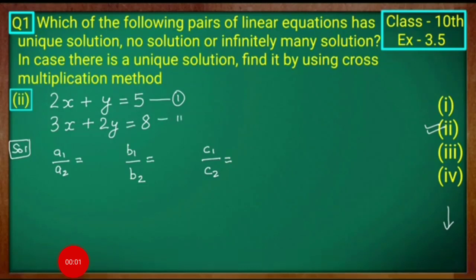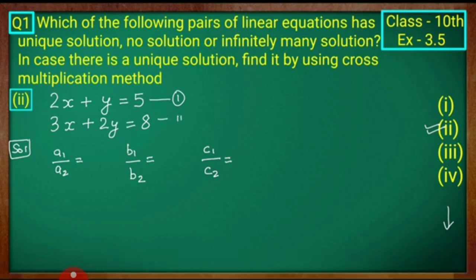Come to the second part. In the first question, which of the following pairs of linear equations have unique solutions, no solution, or infinitely many solutions? In case there is a unique solution, find it by using cross multiplication. It is the same as the first part. Here also you have to find the ratio of their coefficients.